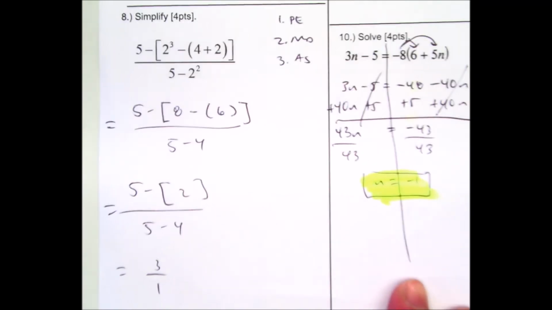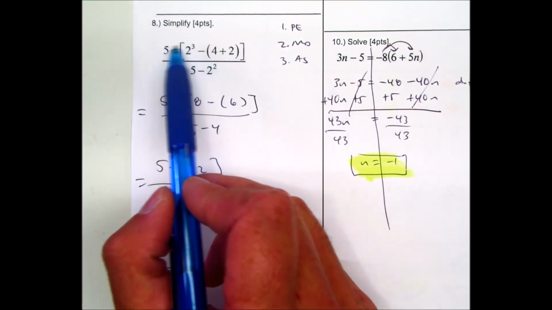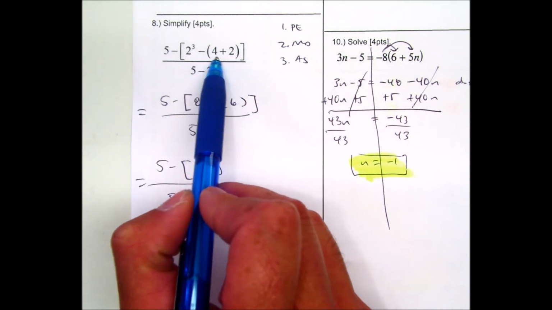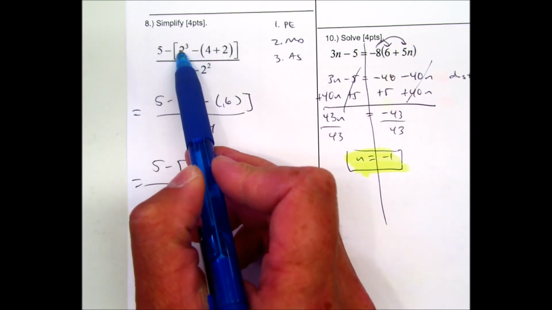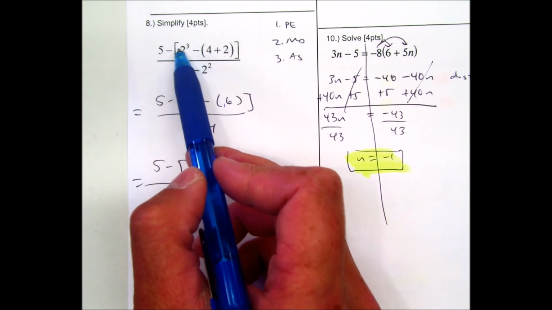Question number 8 was an order of operations problem. So I'm looking for the parentheses or brackets, and I'm going to go way inside there, right? 4 plus 2 gives you 6. Here I have 2 to the 3rd power, exponents. That's not 2 times 3, it's 2 times 2 times 2, which is 8.